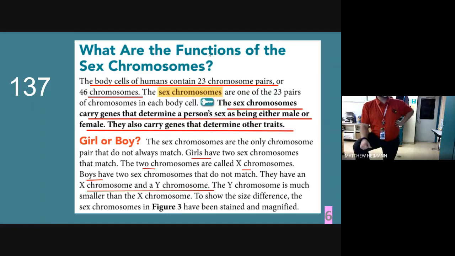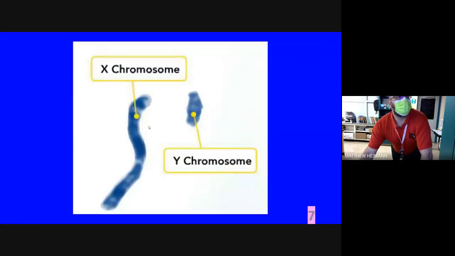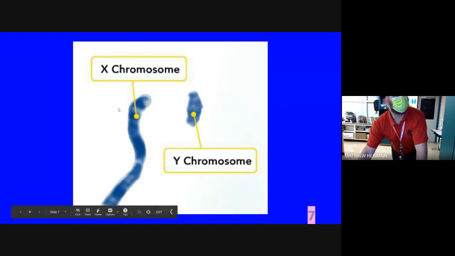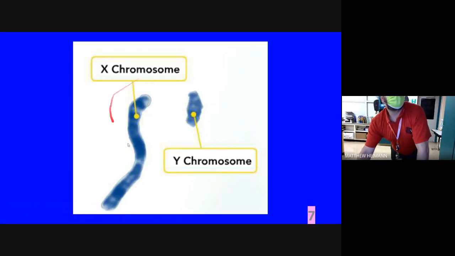Girls have two sex chromosomes that match. The two chromosomes are called X chromosomes. Boys have two sex chromosomes that do not match. They have an X chromosome and a Y chromosome. The Y chromosome is much smaller than the X chromosome. To show the size difference, the sex chromosomes in the figure have been stained and magnified. See how big the X chromosome is, and how tiny the Y is. Girls have two X's, boys have XY. So this would be a boy.